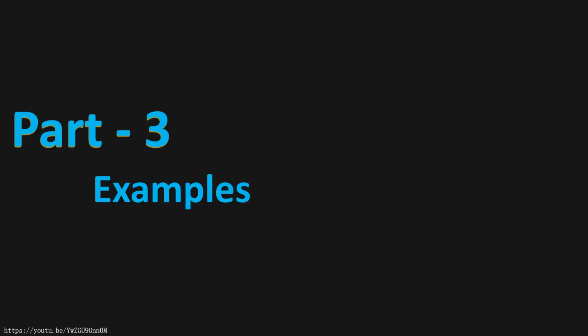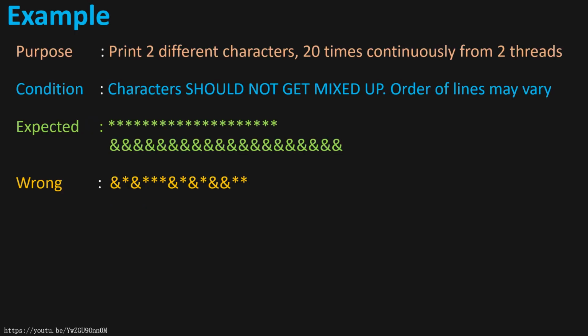We have learned the importance of APIs and their usage. Now let us see one program using std mutex for thread synchronization. In this example, we are going to write a program that prints two different characters from two different threads. That is, for example, thread 1 prints the star character and thread 2 prints the ampersand character. The primary objective here is not to print these characters mixed. For this, we need to use std mutex and do thread synchronization.